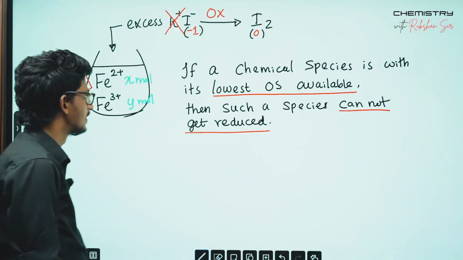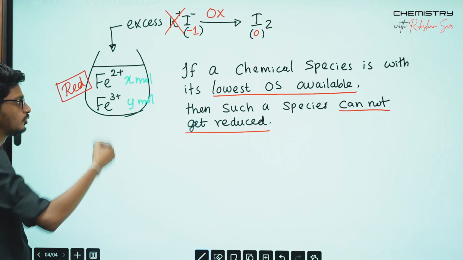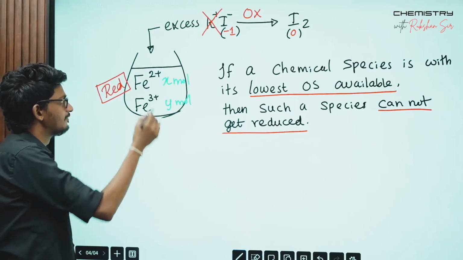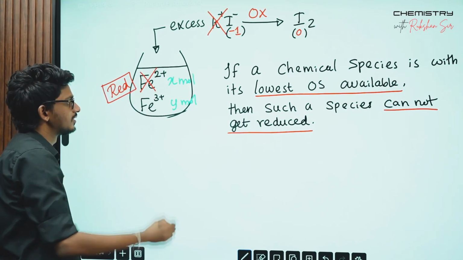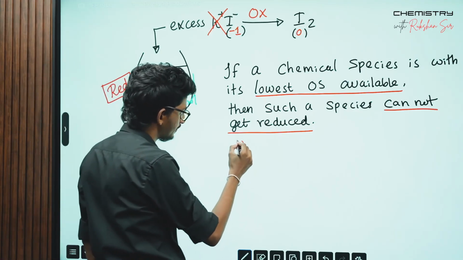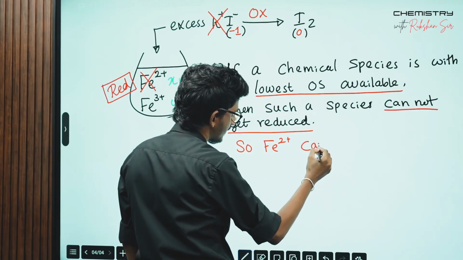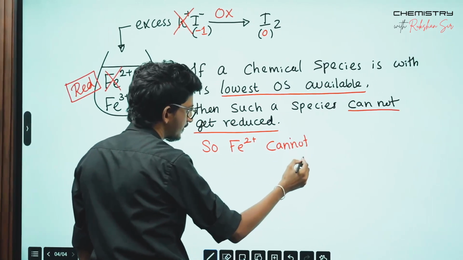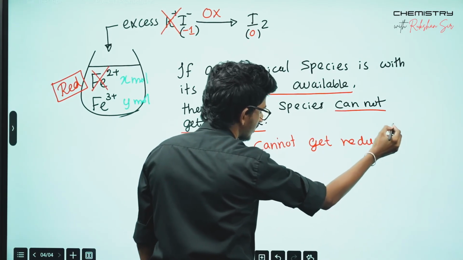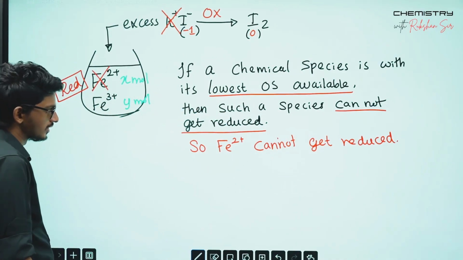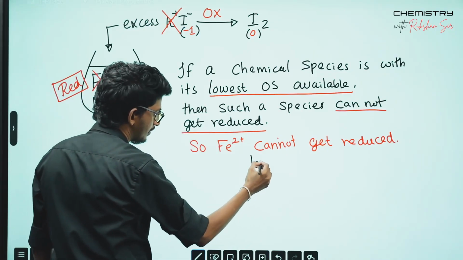So in this case, as we know, the iron is available with only the +2 or +3 oxidation states. So the Fe2 plus is its lowest oxidation state. That means Fe2 plus can't get reduced. So no reduction with the Fe2 plus. But there will be a reduction with Fe3 plus, right?